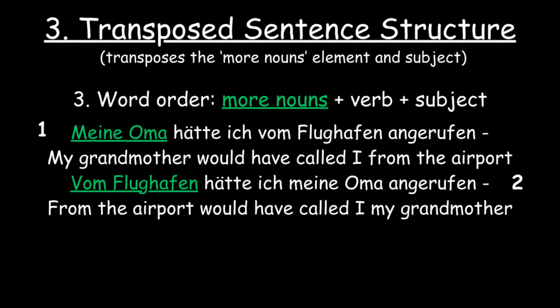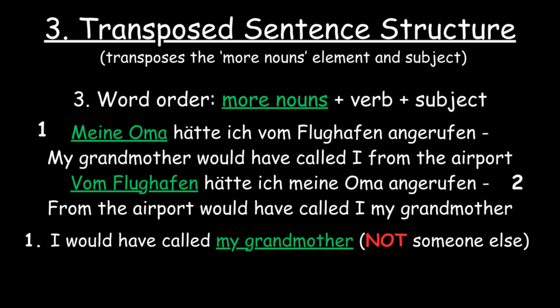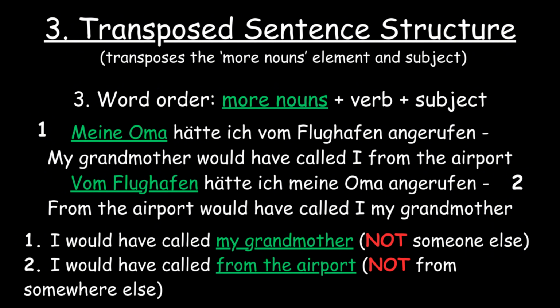Meine Oma hätte ich von Flughafen angerufen. This transposed sentence emphasizes that I would have called my grandmother, not someone else. Von Flughafen hätte ich meine Oma angerufen. This transposed sentence emphasizes that I would have called from the airport, not from somewhere else.